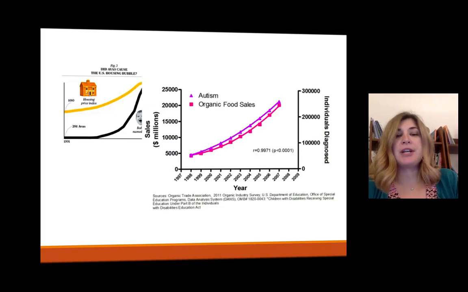Another example here is autism versus organic food sales. What could also be relating to that? So we need to look for the other alternative factors that might be causing this correlation strength.